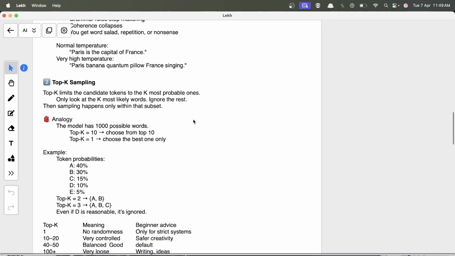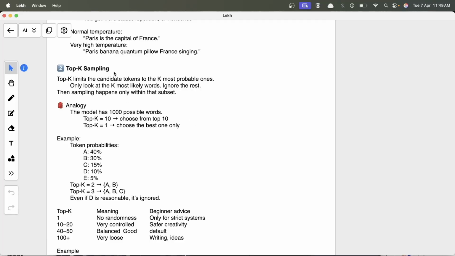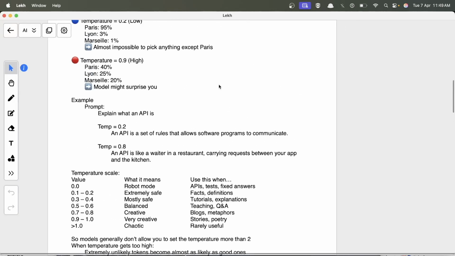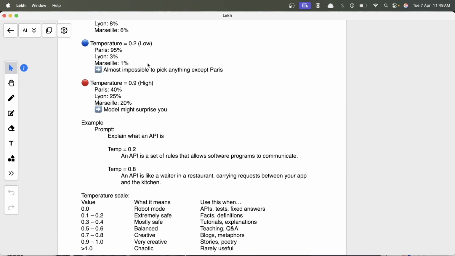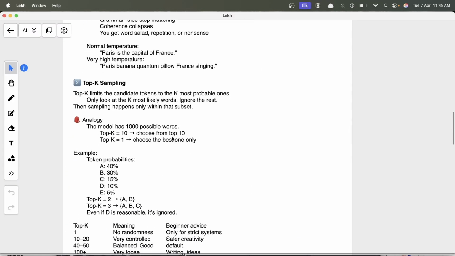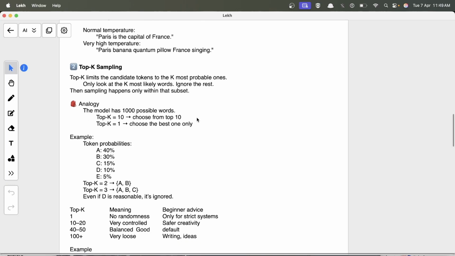Now let's look into another parameter, which is top k. Top k limits the candidate tokens to the k most probable ones. In temperature, the probability is distributed to all possible tokens, and it sums to 100, then it chooses one among them. But with top k, when you say choose the top 3, for example, the value of k is 3, then after distributing the probabilities to different tokens, it picks the highest 3 tokens from the group and chooses one among them only. It discards all the others.